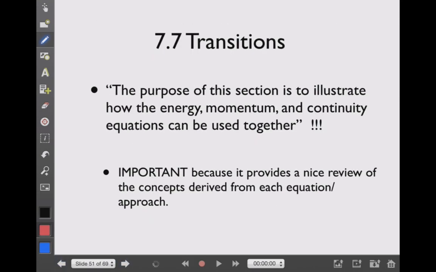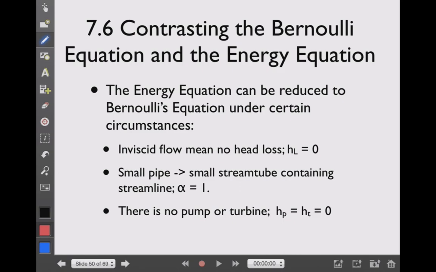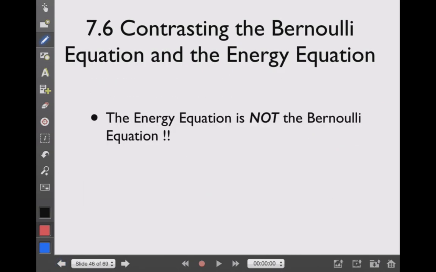And so that's it for section 7.6. The main thing is to remember this fact right here. The energy equation is not the Bernoulli equation, and remember how to apply each.